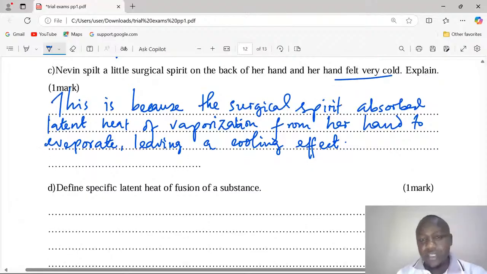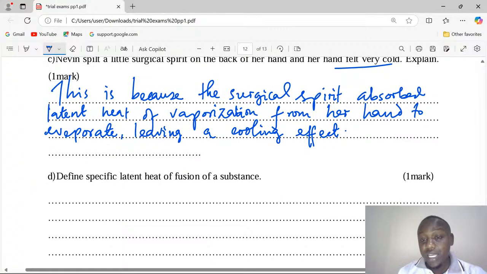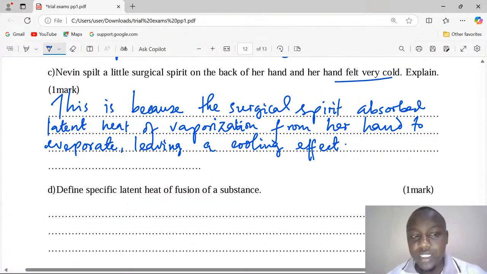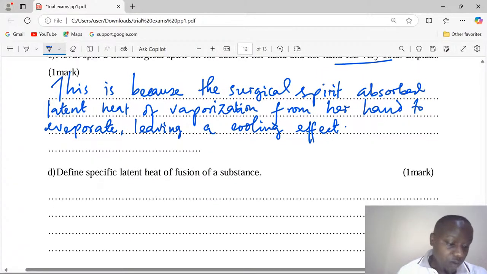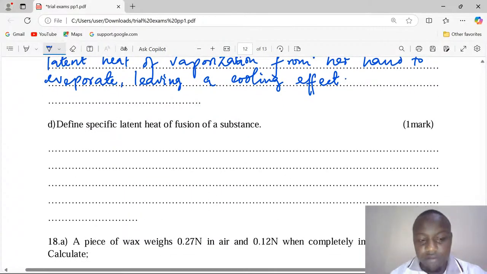So the hand is going to feel cold because the spirit is highly volatile. It just vaporizes quickly, but for it to do so, it requires latent heat of vaporization for it to evaporate from the body. So it has to absorb it from the body where it has been placed, and that body was Nevin's hand. So the hand will experience a cooling effect. It will be very cold.